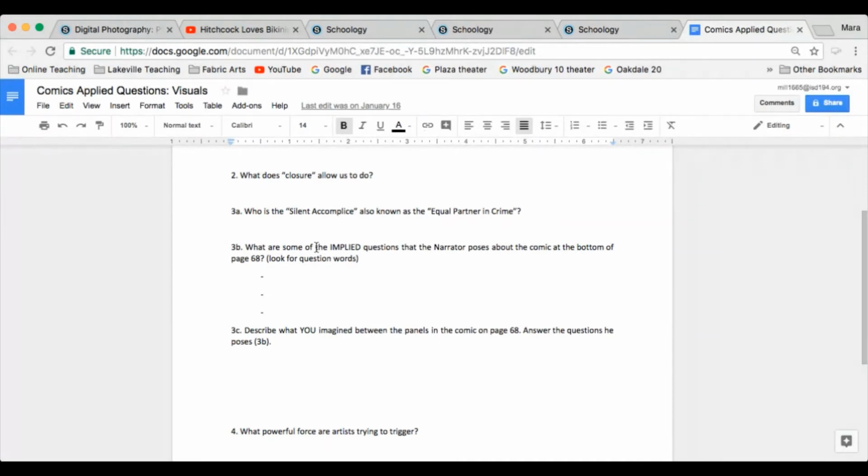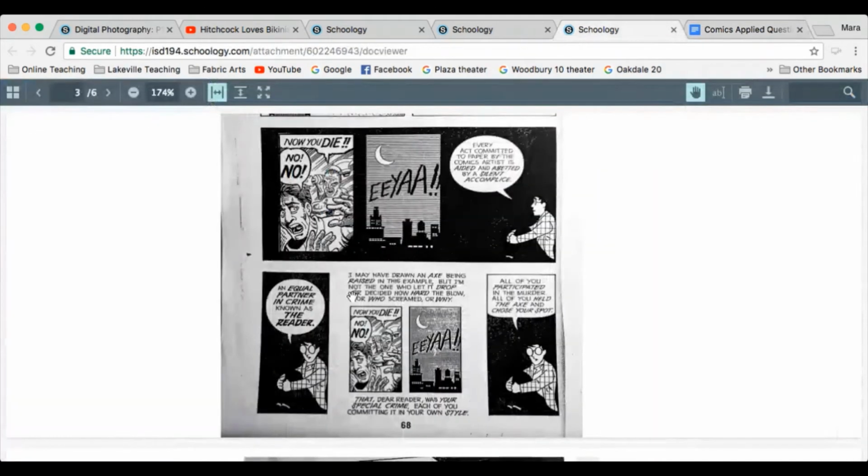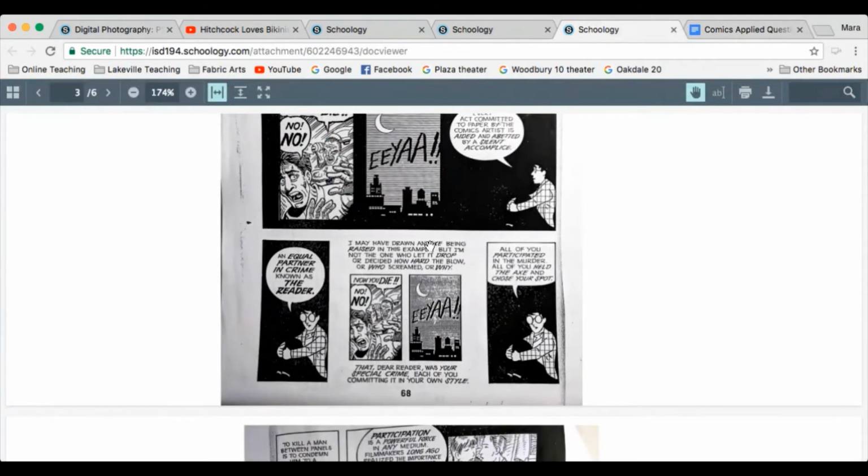And then what are some of the implied questions? So we're not necessarily asking questions right out, but we're looking for some of those question words. Who, what, when, where, how, any of those. So let's see if we can find them. I may have drawn an axe being raised in the example, but I'm not the one who let it drop or decided how hard the blow, or who screamed, or why. So there are our implied questions. He is asking, how hard was the blow? Who let the axe drop? Who screamed? And why did they scream? So those are some of those questions that he's asking.